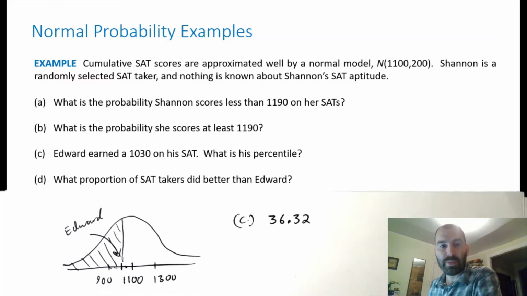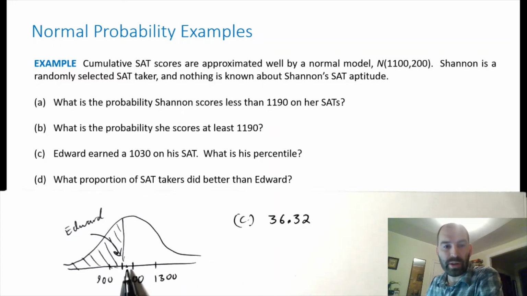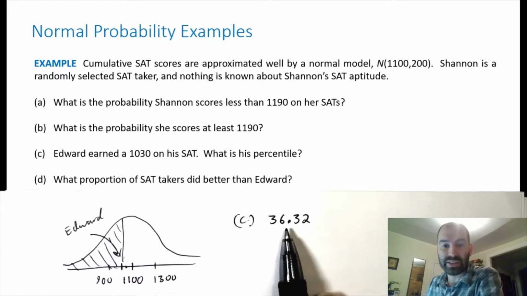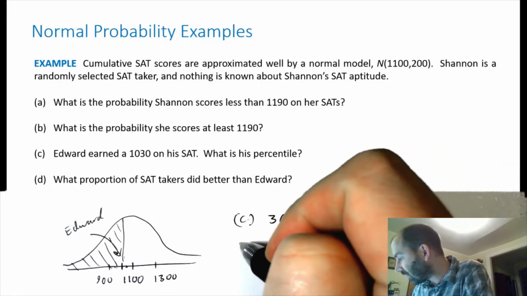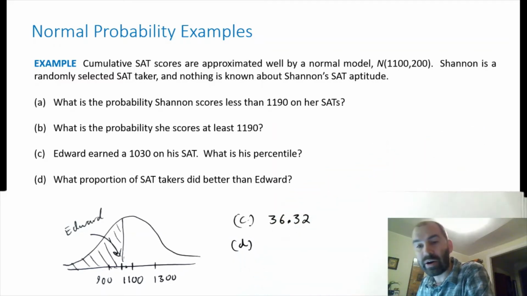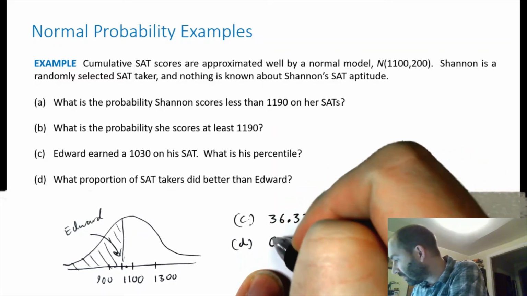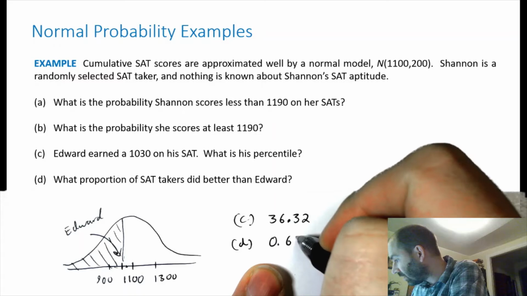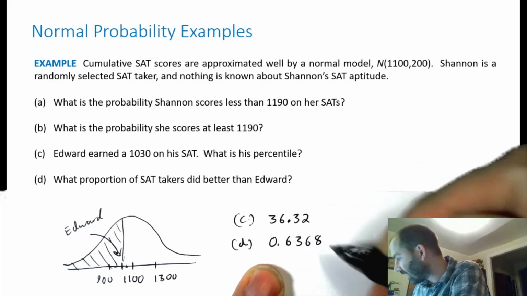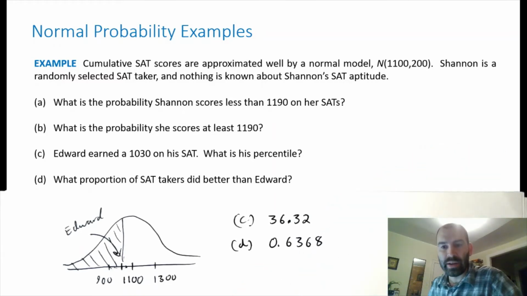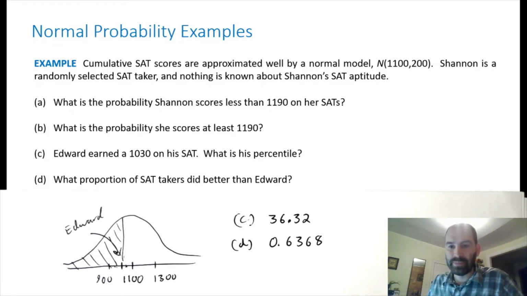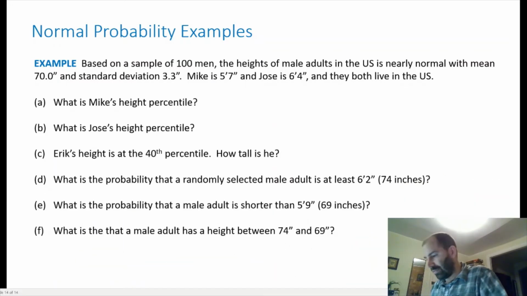Okay, well, the proportion that were less than Edward's score was 0.3632. So the proportion that are greater is 1 minus that. It's going to be 0.6368. Again, if they're opposites, we take 1 minus to get from one to the other. That's the complement rule.